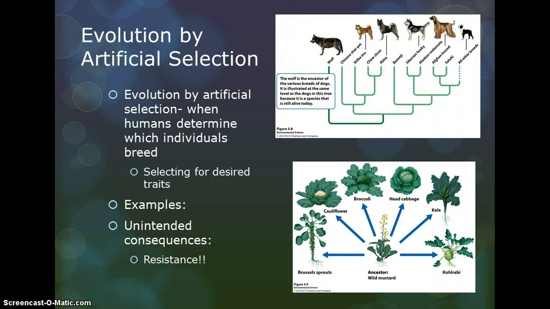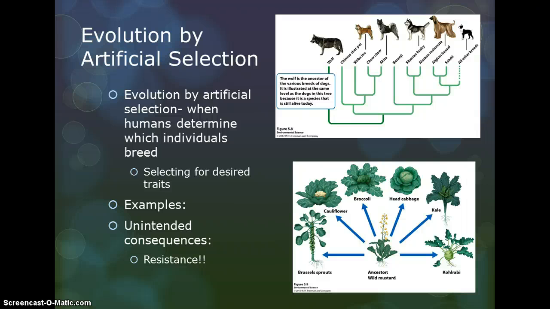The picture on the bottom right, as shown right here, is a wild mustard plant which has been selectively bred to give us Brussels sprouts, cauliflower, broccoli, head cabbage, kale, and kohlrabi. Again, just choosing for whether we selected for the flowers, for the leaves, whatever it was we selected for, we ended up getting these different organisms.